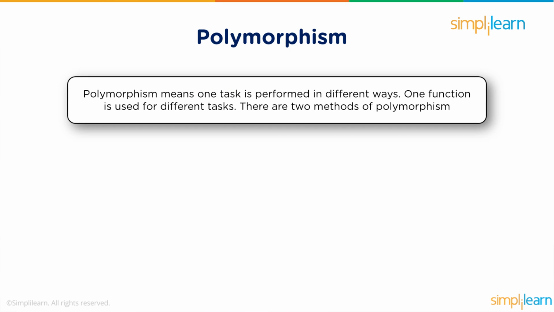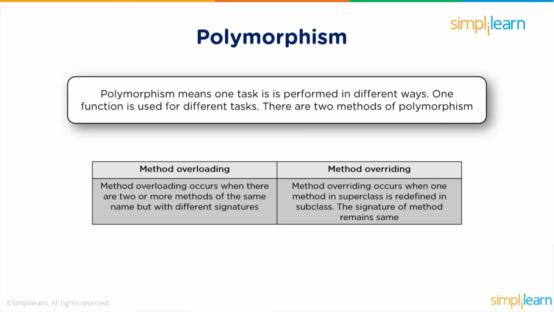Our third concept is polymorphism. Polymorphism means one task is performed in different ways. One function is used for different tasks. There are 2 methods of polymorphism. First method is method overloading and second method is overriding.